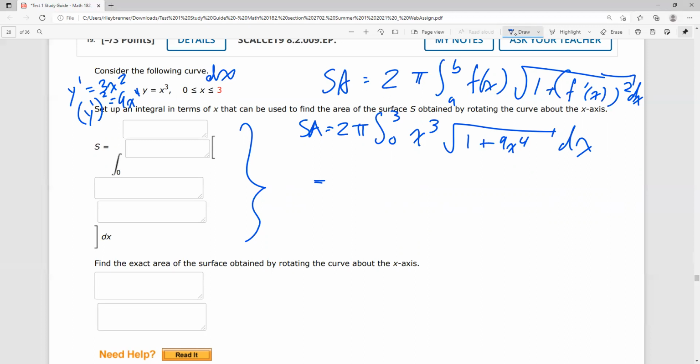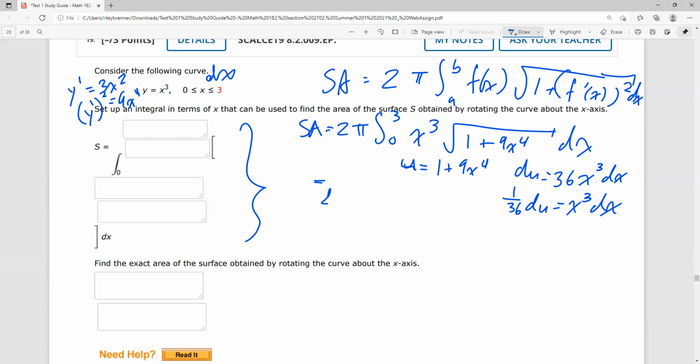What method would you want to use here? U sub, right? Because we see an x cubed on the outside and x to the fourth on the inside. So we're going to let u equal the entire thing inside the square root. u is equal to that. du is equal to 36x cubed dx. So 1 over 36 du is equal to x cubed dx.